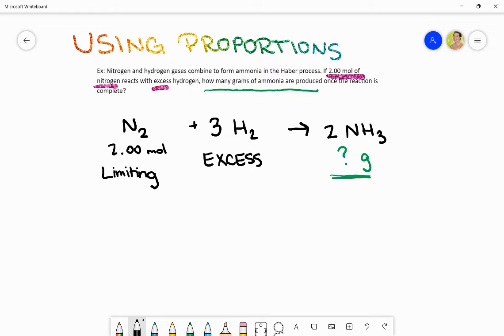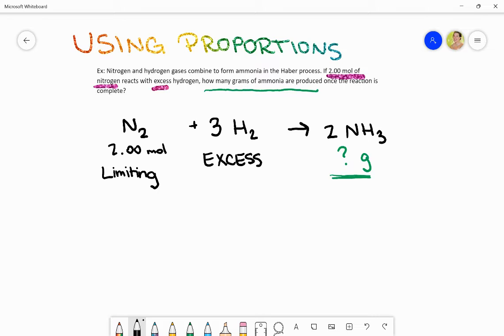So if we want to know how many grams of ammonia are produced, when I'm using this technique, I do all of my work under whichever substance I'm trying to solve for. I write all of my given information under each substance that it describes. So since I'm trying to solve for how many grams of ammonia are produced, I'm going to do my work over here. What I need to do is set up a proportion.